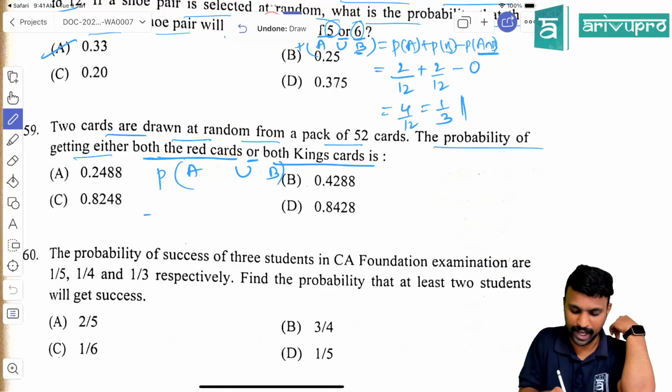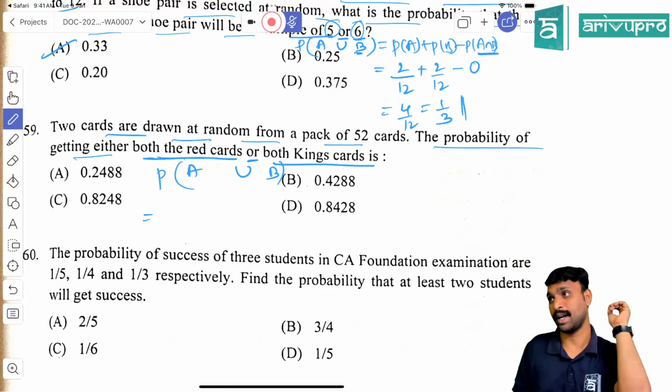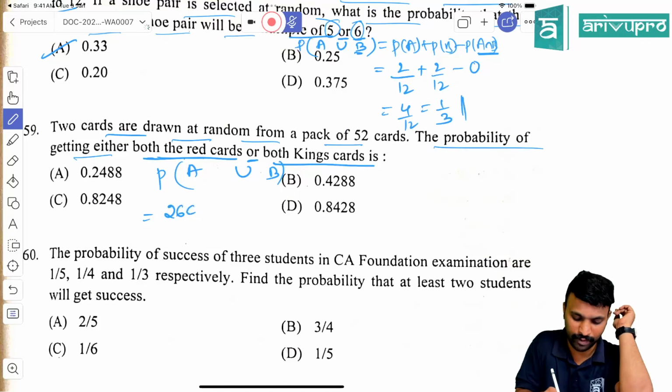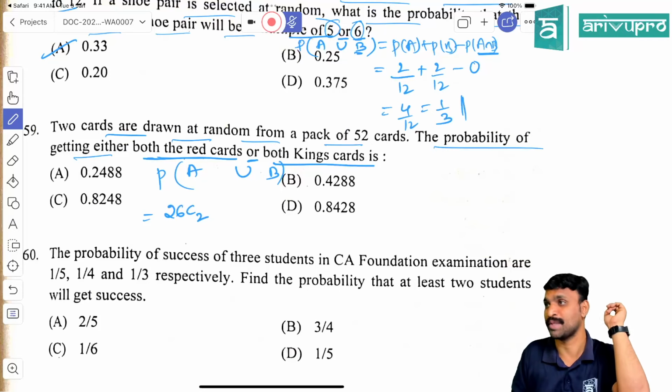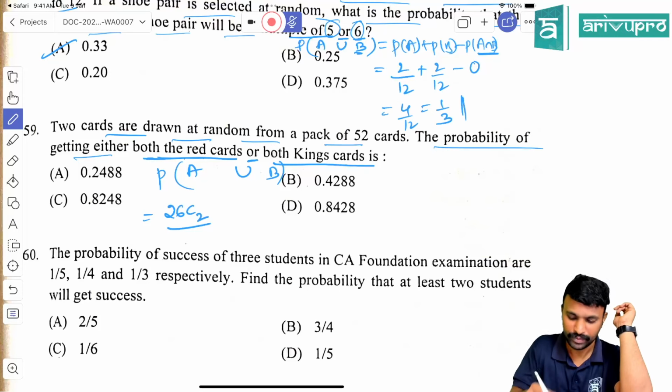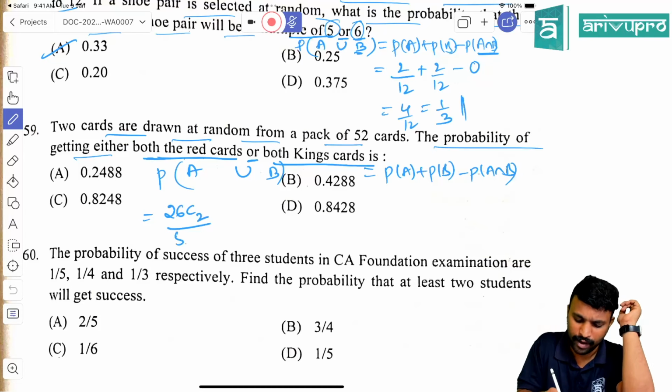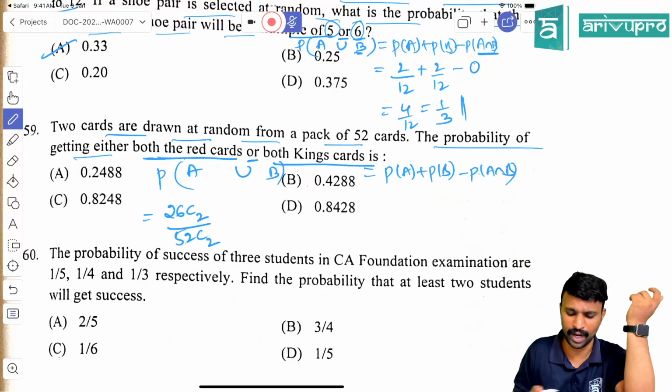Guys, first of all, A is both red cards. So tell me, in total, how many red color cards are there? 26. From 26 only we have to select those two favorable outcomes, because the numerator represents favorable outcomes. The formula for this is P of A plus P of B minus P of A intersection B. P of A is N of A by N of S. N of S is what? From 52 cards, you have to select 2 cards. That is N of S.